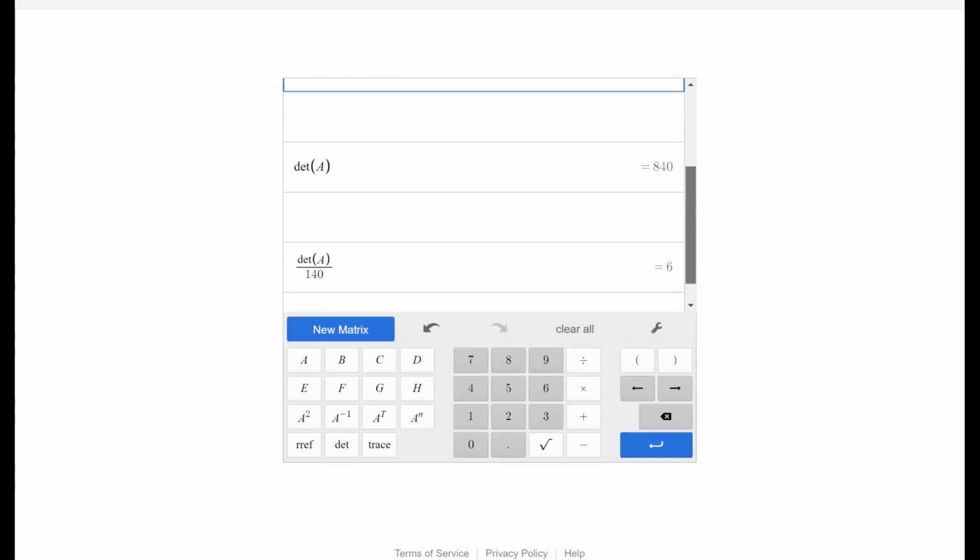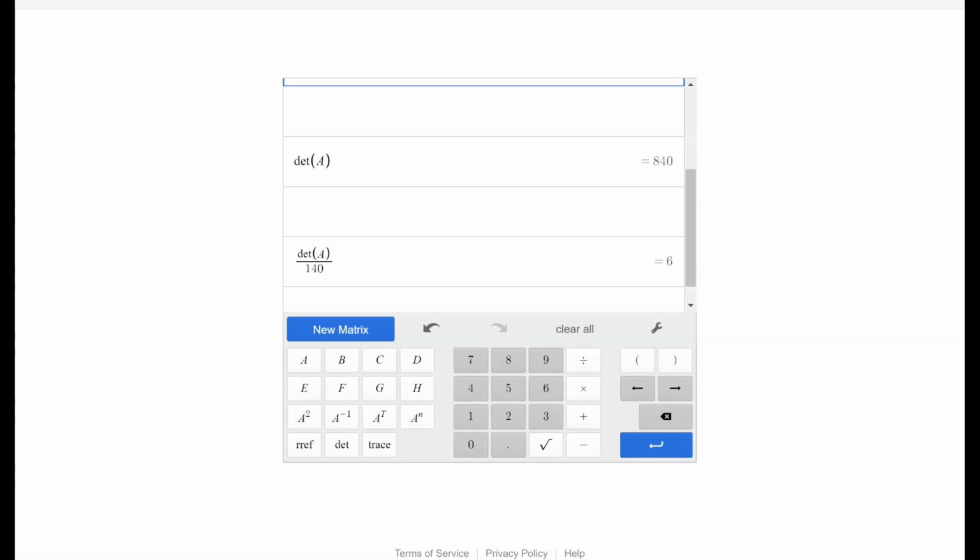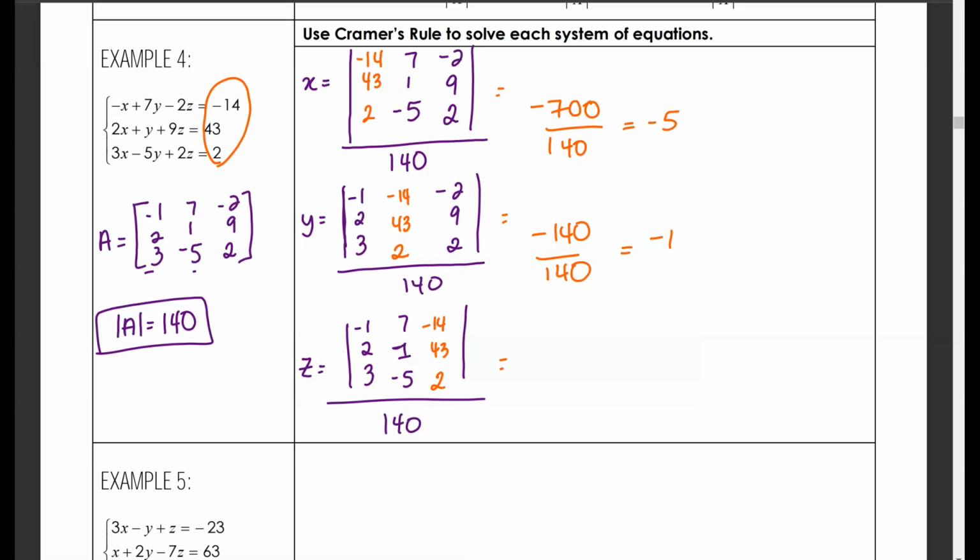So once we do that, notice that our determinant of A is 840, and then 840 divided by 140 is going to give us 6. So we have 840 over 140, and this is going to equal 6. So here are my values. This means that the solution to this particular system is going to be negative 5, negative 1, and 6. That's our answer for that one.